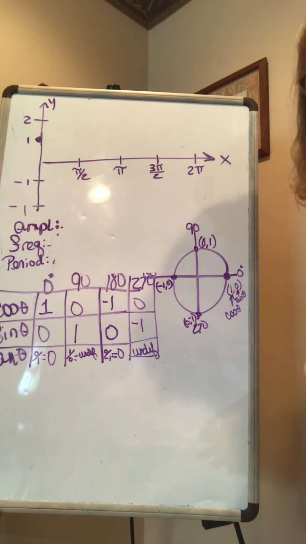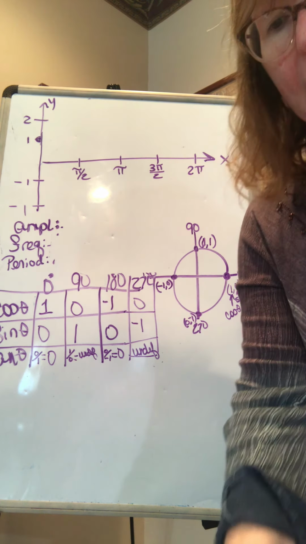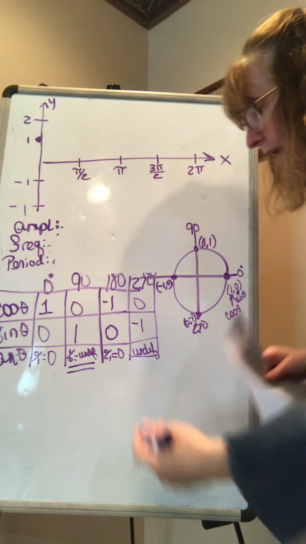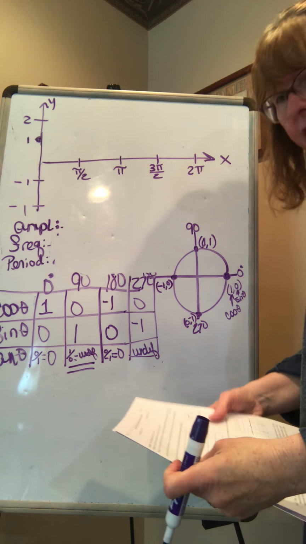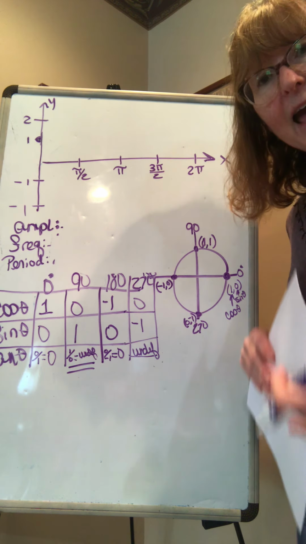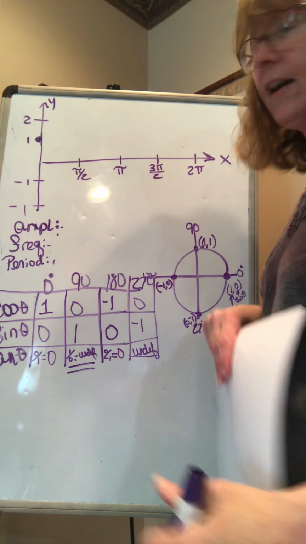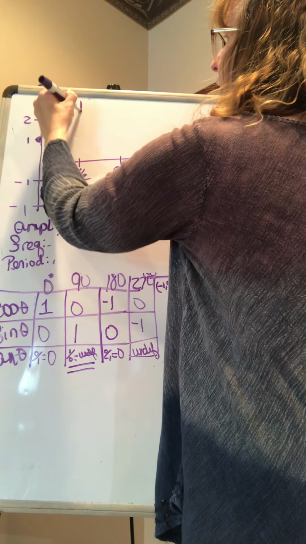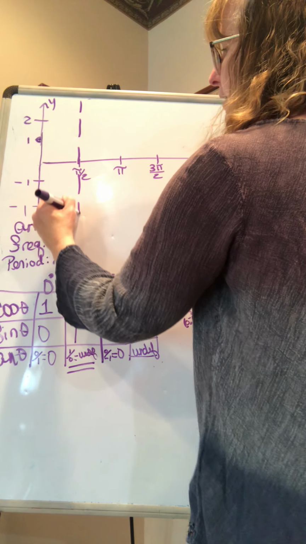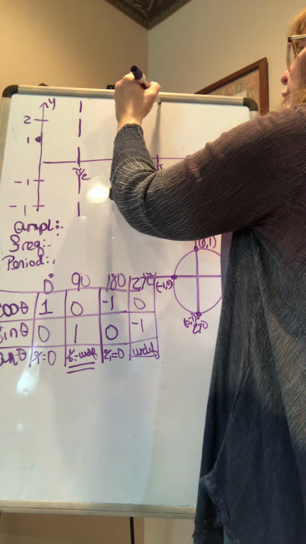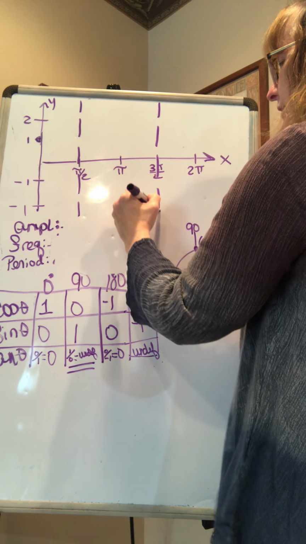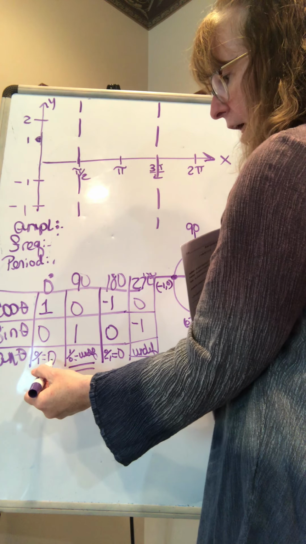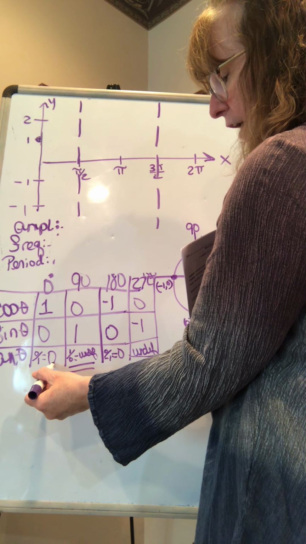But tangent has some problems involved. If you look, tangent is undefined at 90 and undefined at 270. So that means I have asymptotes. We're going back to that word of asymptote. So at 90 degrees, I have this vertical asymptote where tangent is undefined. And at 270, I'm undefined. And if I look at my numbers, the tangent of 0 is 0.